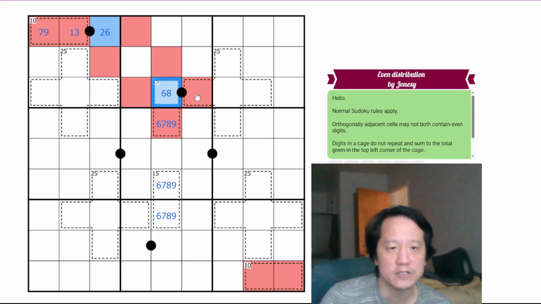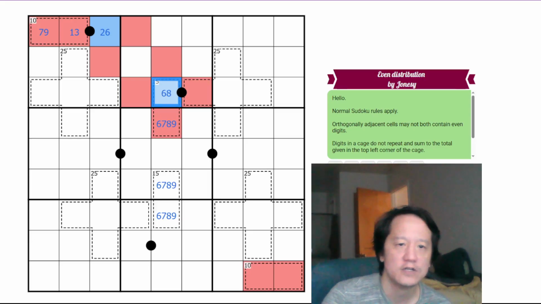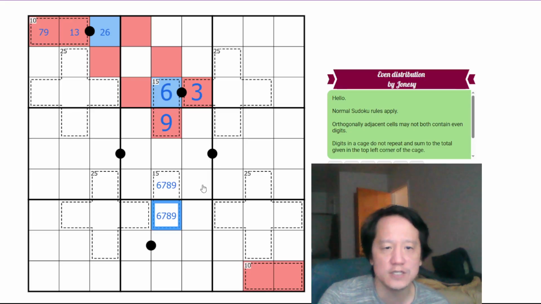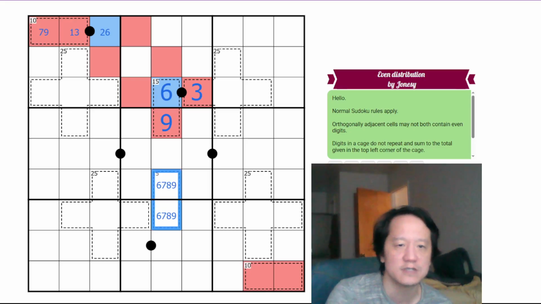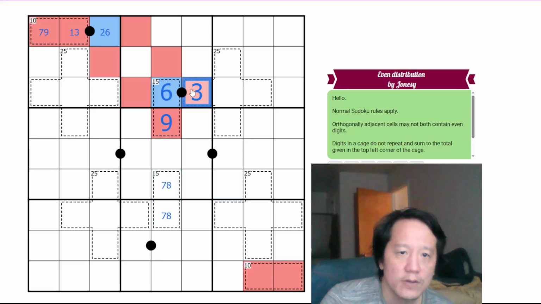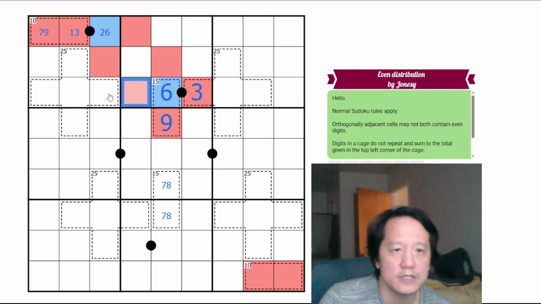So 6 or 8. 8 cannot be there because 8 would be in a 1-to-2 ratio only with 4, which is an even digit. So this must be 6, and this is 3 there. So 6 and 9 add up to 15, which means this can't be 6 or 9. It's 7 or 8 as a pair. This is 3 guaranteed here.